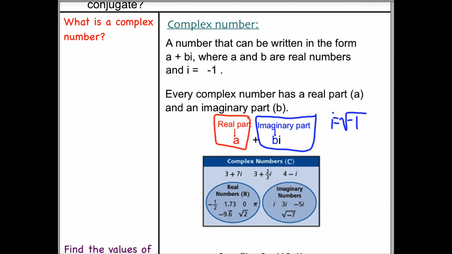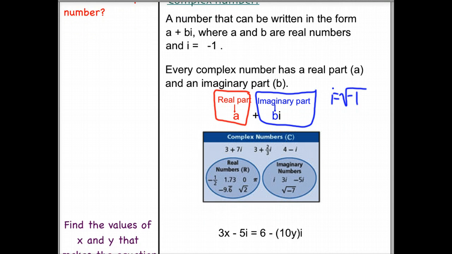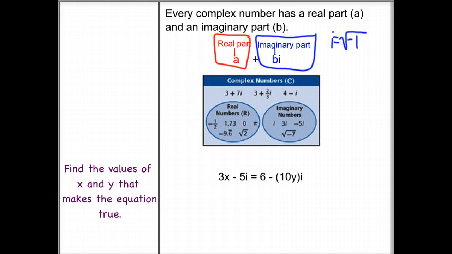So I want us to take a look at this handy dandy chart that talks about real numbers and imaginary numbers, and what I want you to notice is the different examples of complex numbers. These three right here.